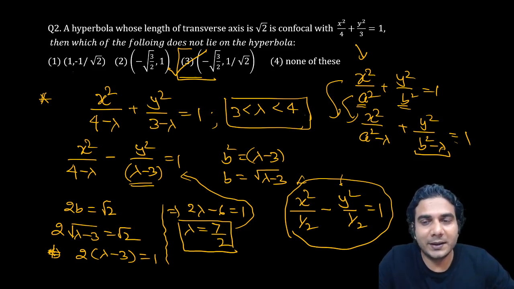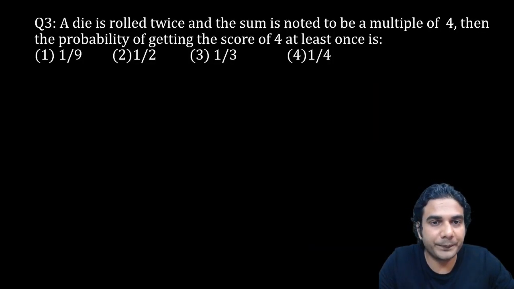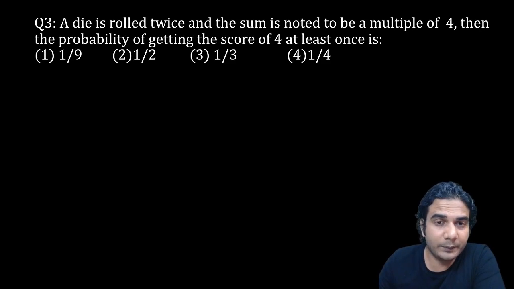So I have done it using a good method, which might save your time. But you can do it using finding foci also, foci of the ellipse, and then make it confocal with hyperbola, and then you can do it. So that way you can use method of boats and all. Now this was a problem from hyperbola, no sorry, probability.